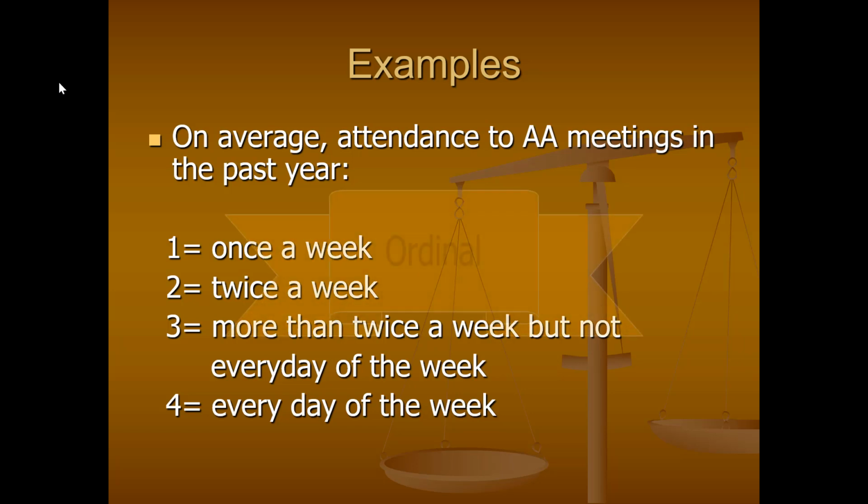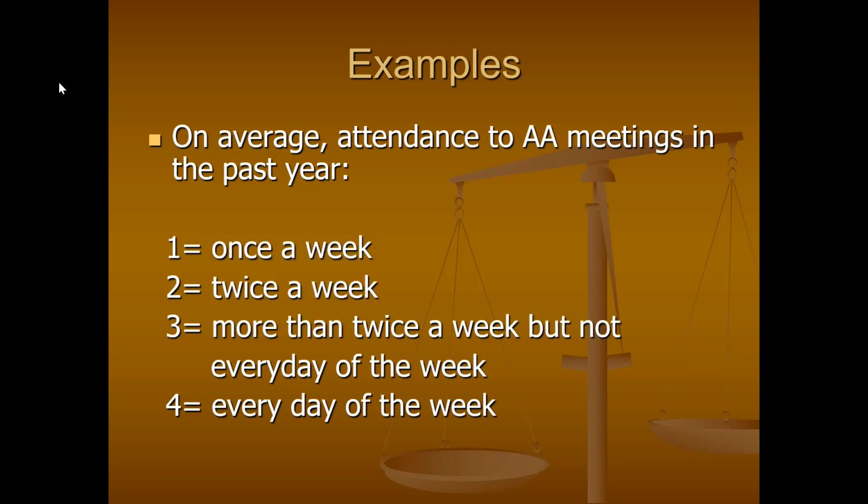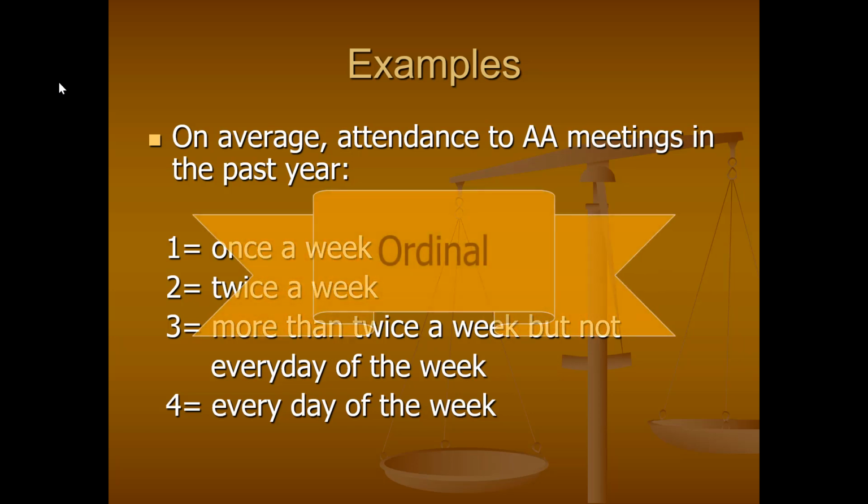This is new information. So think about, what do the numbers mean? Do they mean anything? Like the higher the number, the higher the something? And then what does it mean to go from a 1 to a 2? You've gone 1 point, but how many days have you gone? Versus from a 3 to a 4, you've gone 1 point, but how many days have you gone? Well, the answer is ordinal. Why is it ordinal? Because when I go from once a week to twice a week, I've gone 1 day, a 1 day difference between those two numbers. But when I go from more than twice a week but not every day, to every day of the week, that could be the difference of 1 day, 2 days, 3 days. It's not the same. So that's why it's ordinal.